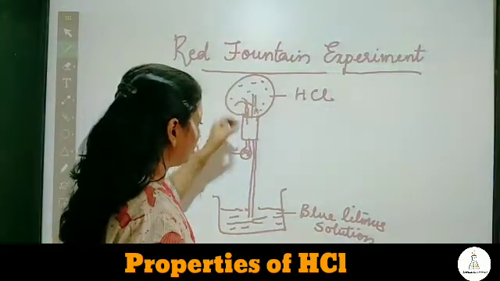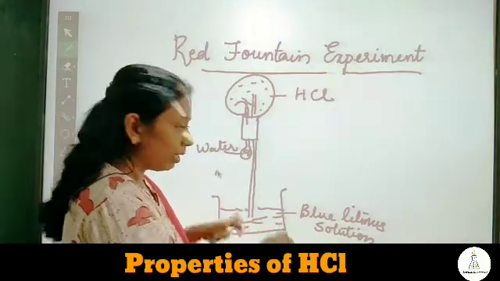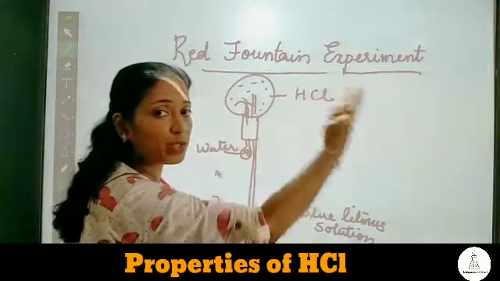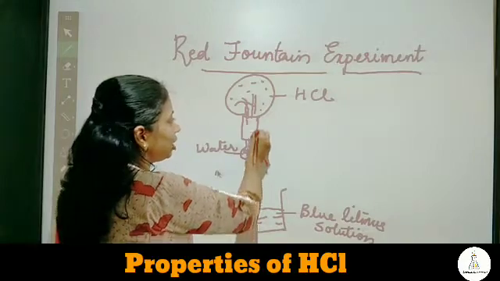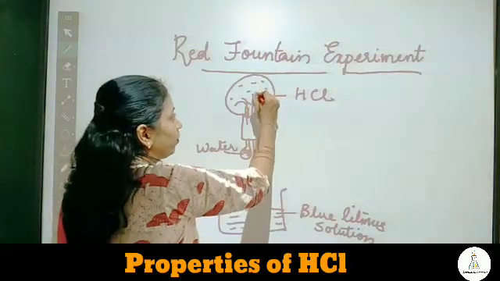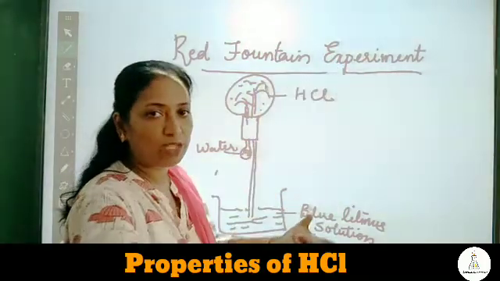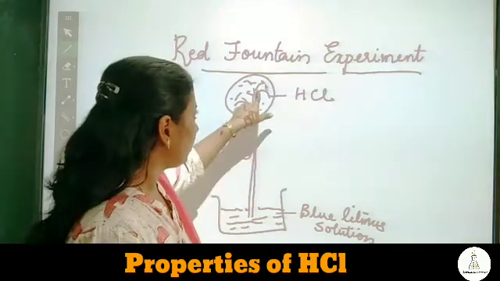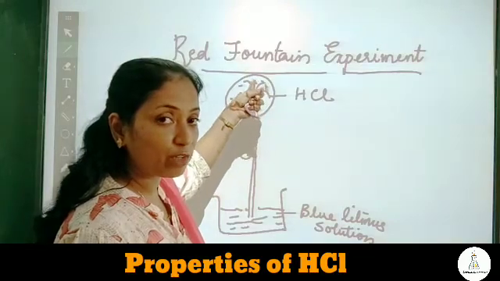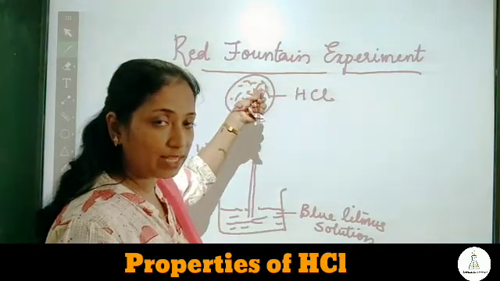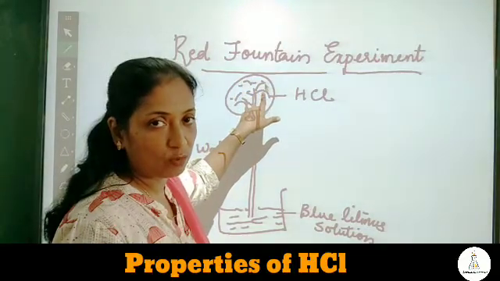Due to this low pressure here, and atmospheric pressure acting on the blue litmus solution, the blue litmus solution will be forced into the round bottom flask. It will get into the jet tube and pour out like a jet. When it comes out, the blue litmus will turn red because of the presence of hydrogen chloride gas in the round bottom flask, and we will see a red fountain.